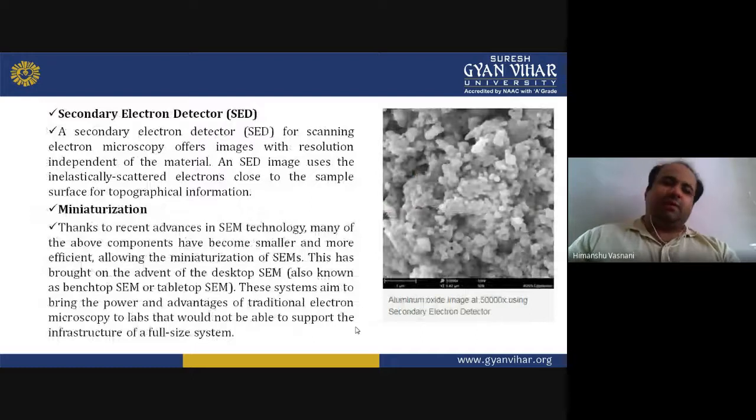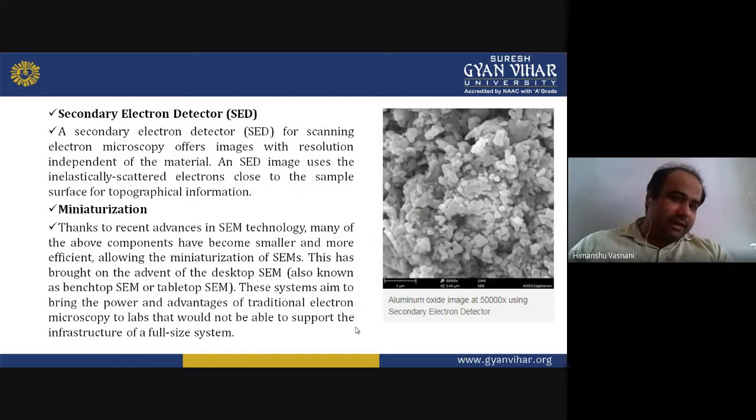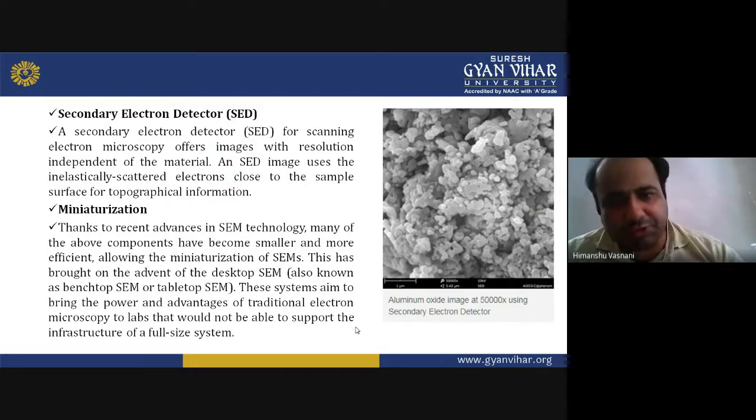Now, the secondary electron detector. Let's say that the secondary electron detector, called SED, for scanning electron microscopy, offers images with resolution independent of the material. So an SED image uses electrons close to the sample surface for topographical information.